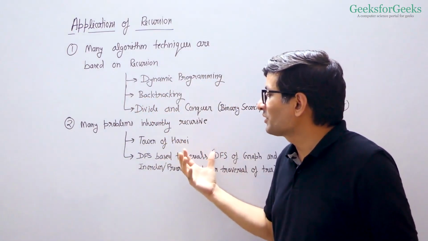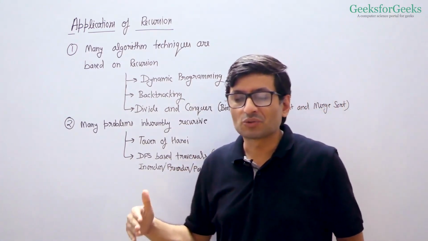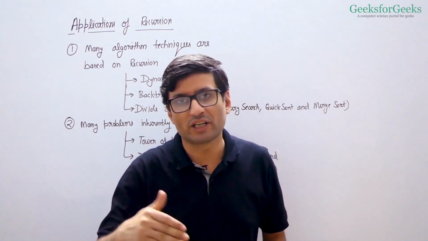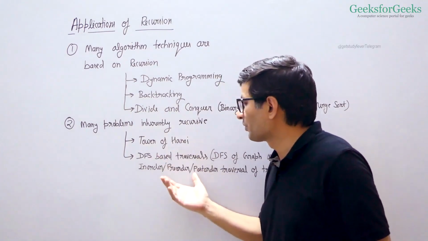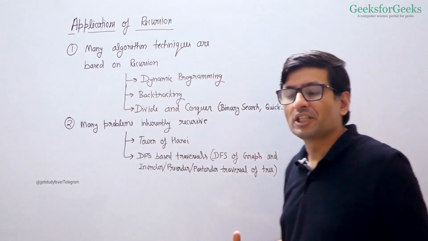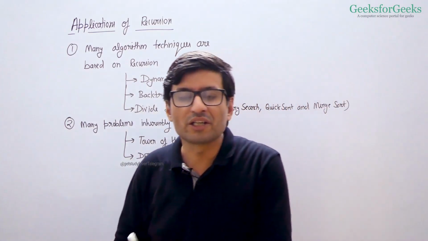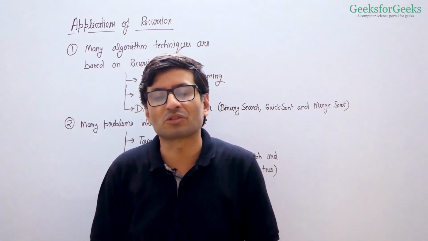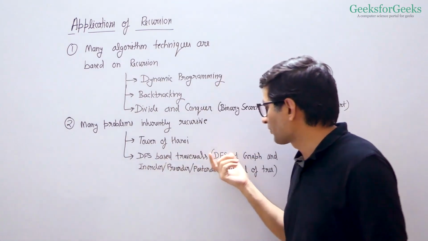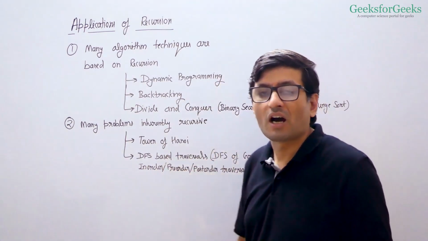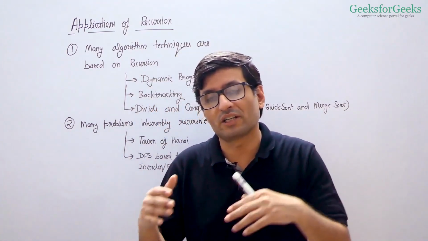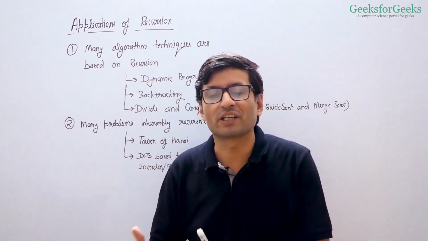There are many problems which are inherently recursive in nature. It's very easy to write recursive code for these problems rather than writing equivalent iterative code. For example, Tower of Hanoi, we have a separate video on this topic. DFS-based traversals, like DFS of a graph and other DFS-based traversals such as in-order, pre-order, and post-order traversals of a tree, and variations of these traversals, are inherently recursive in nature. If you write an iterative code, that becomes really complex and unreadable.